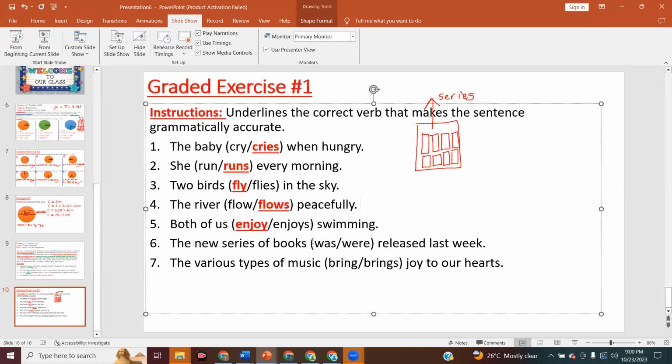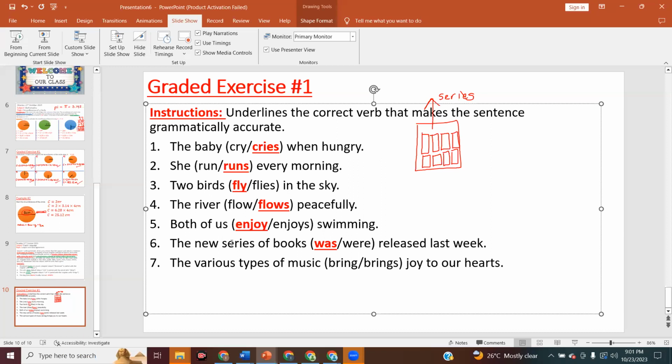So which one is singular? Was or were? Was. Was is singular, yes. So the answer is was. Yes, the answer is was, because you have a singular subject, you have to use a singular verb. Mr. Petit, I had that was and I erased it. Yeah, just be careful. All right.